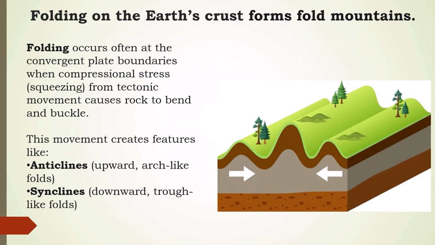What is folding? Folding occurs often at the convergent plate boundaries when compressional stress from tectonic movement causes rocks to bend and buckle. This movement creates features like anticlines and synclines.